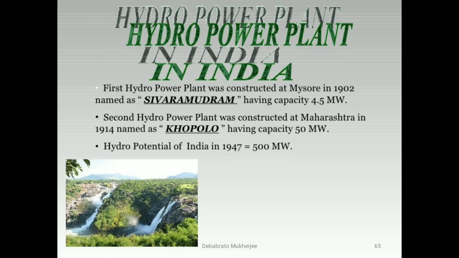Hydropower plants in India. The first hydropower plant was constructed at Mysore in 1908, named Sivasamudram, with a capacity of 4.5 megawatt. Then the second was in 1914 at Khopoli in Maharashtra, 50 megawatt. Till 1947, India had hydro potential of 500 megawatt.